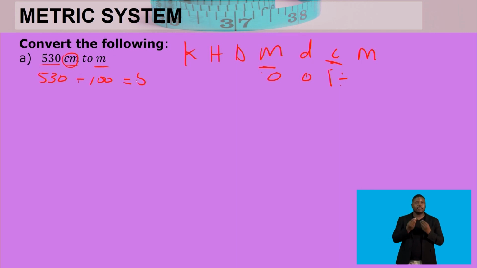It gives us 5.3 meters. It means 530 centimeters can be expressed as 5.3 meters.